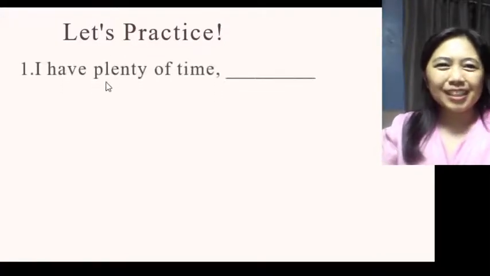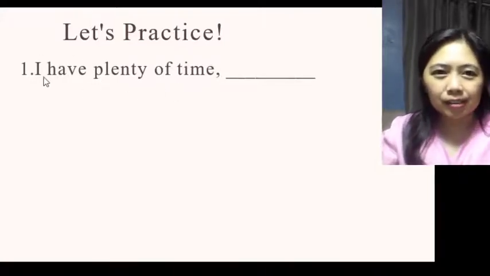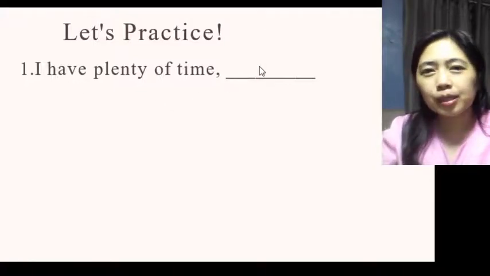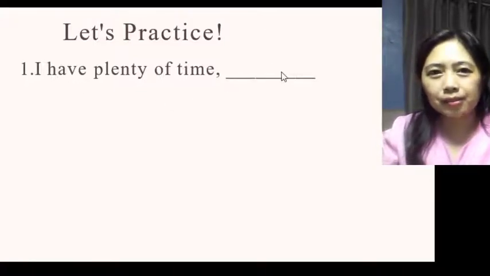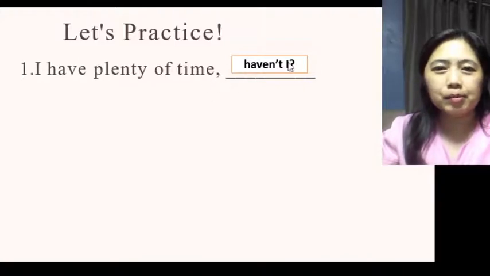Number one, "I have plenty of time." So have is the auxiliary. It is a positive, affirmative sentence. Then our tag question will be in the negative form. So we say, haven't I? This is your pronoun here. Again, there is always a comma before your tag question. It is a must.